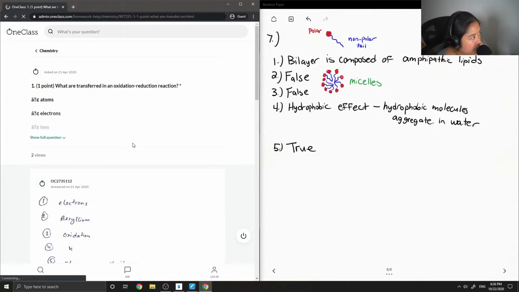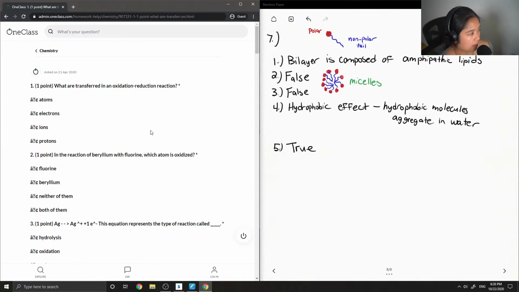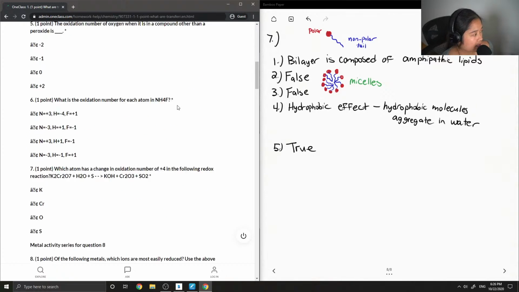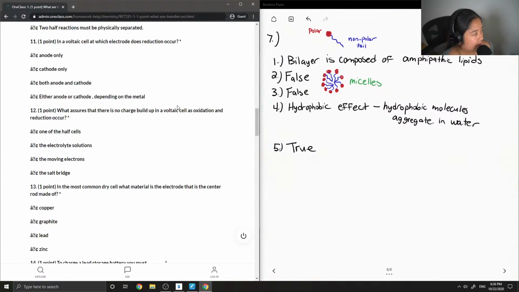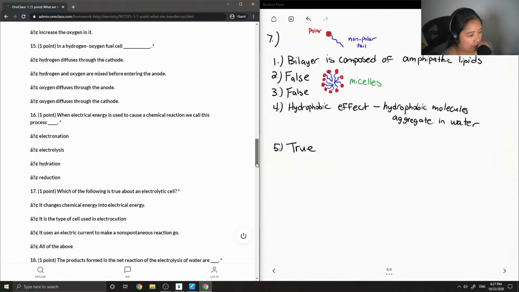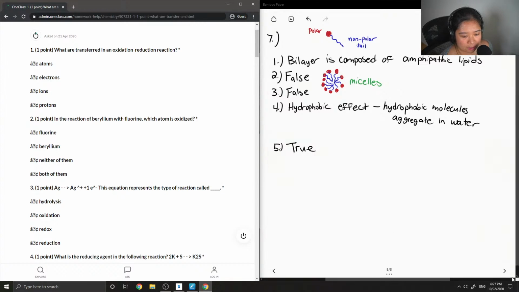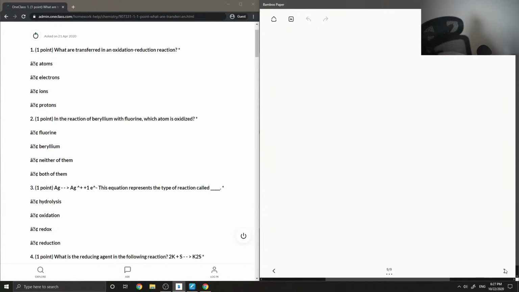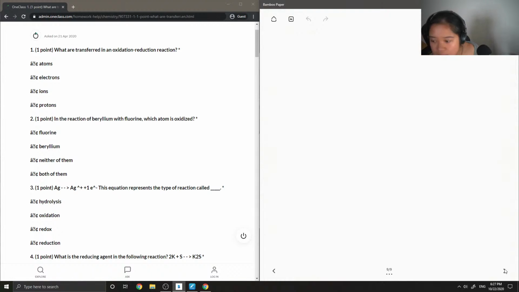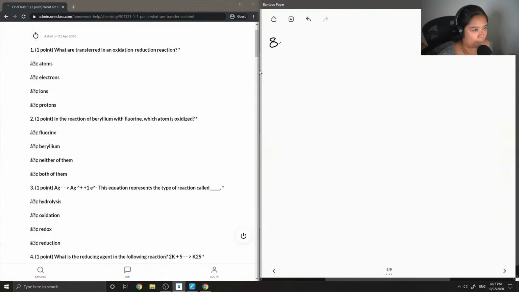Okay, so we have time for one more. But this one has a lot of different mini questions in it, so let's just see how many I can answer in the amount of time we have left. Not that much time, but let's see. What are transferred in an oxidation reduction reaction? These are electrons.